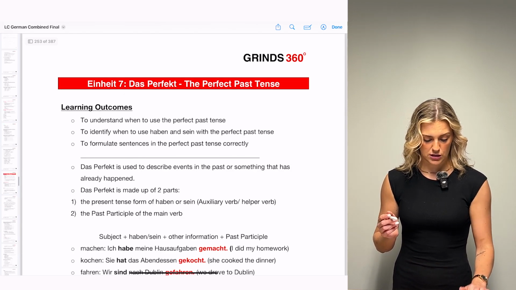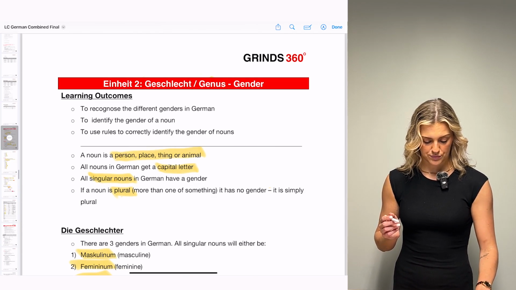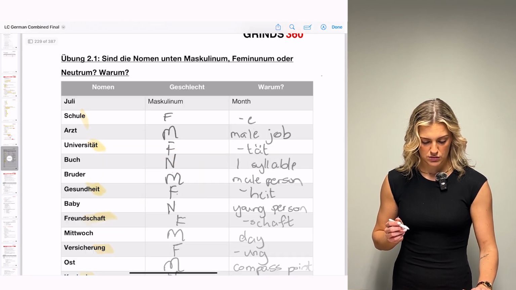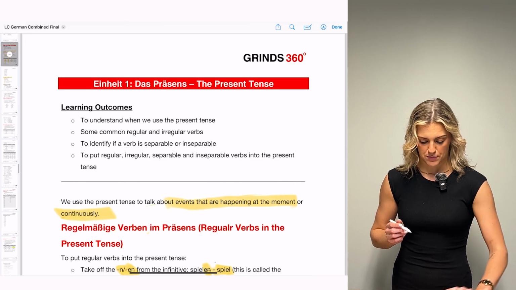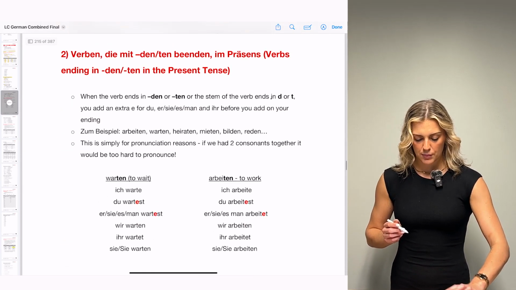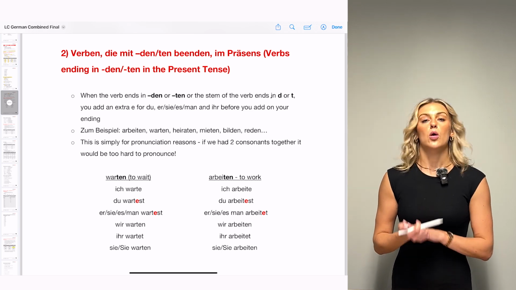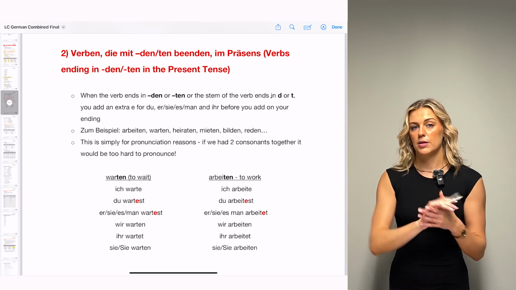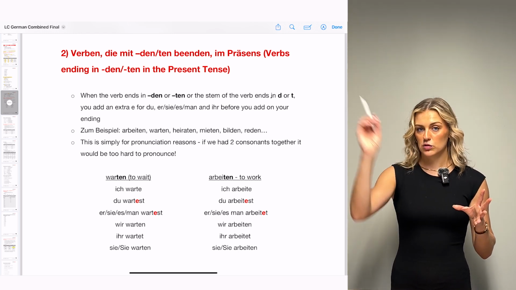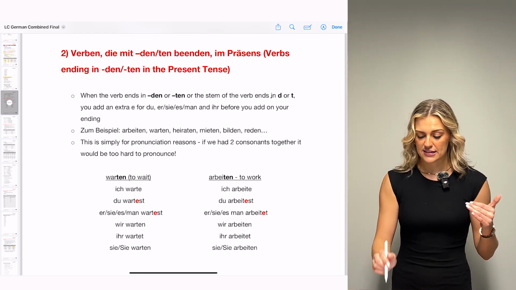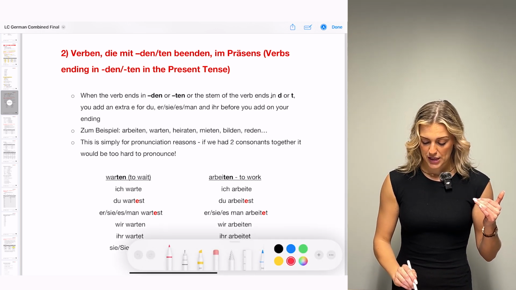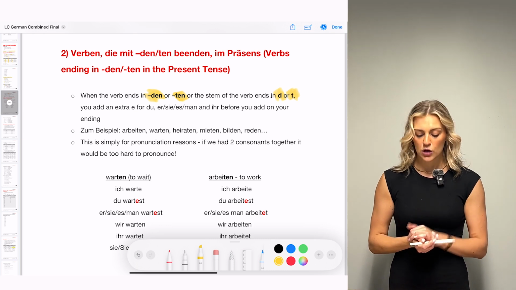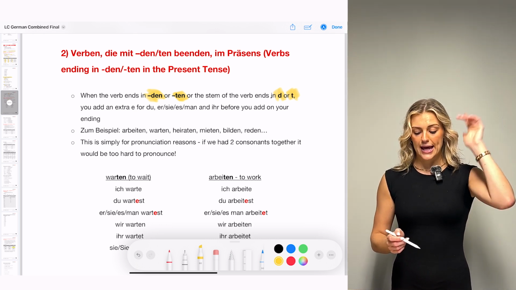Here we go. Okay. Present tense of verbs ending in den or ten. So when a verb ends in den or ten, or if the stem of the verb, so remember the stem of the verb is when we take off the en. So once we take off the en or n of the verb, if that ends in d or t, we have an extra step. So if the verb ends in den or ten, or if the stem ends in d or t, we have an extra step for du, sie, es, man, and ihr.